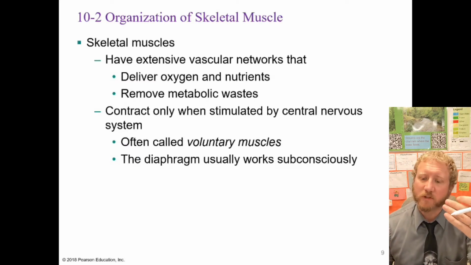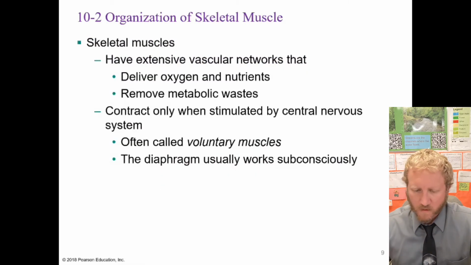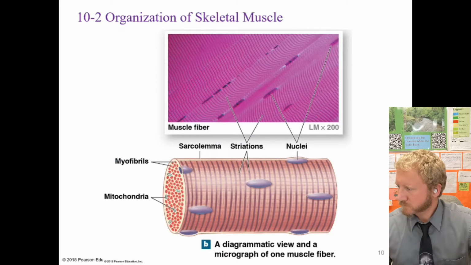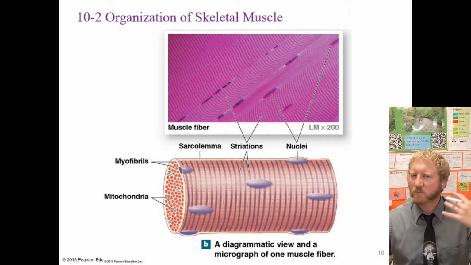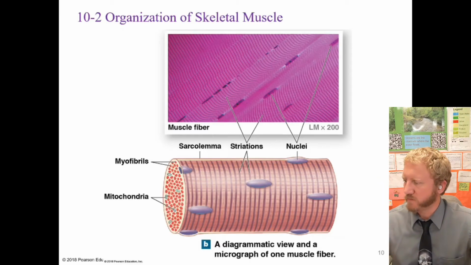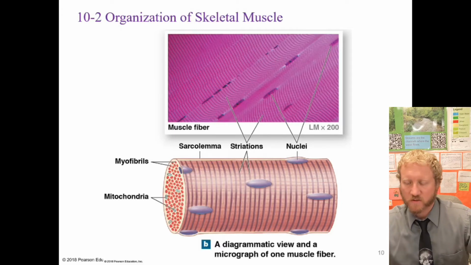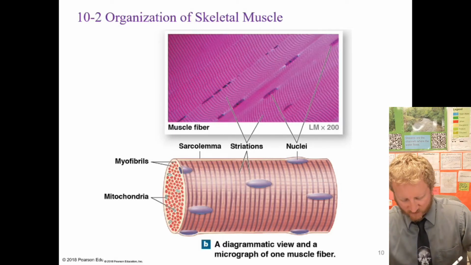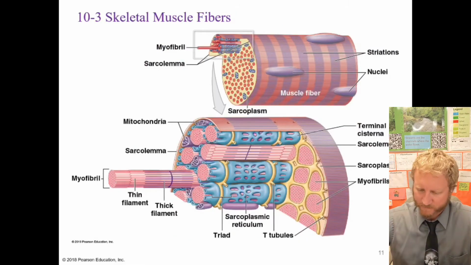The diaphragm usually works subconsciously, but you can consciously control your breathing rate. If you've ever thought about calming down and forcing yourself to slow your breathing, that's conscious. But for the most part, you don't have to think about your breathing. You may see skeletal muscles referred to as striated muscles because they have striations, and that's just a fancy word for saying stripes. That has to do with the types of proteins and how they're arranged, which we'll get into in just a little bit.